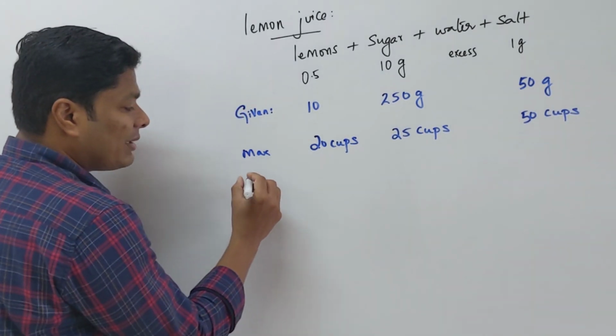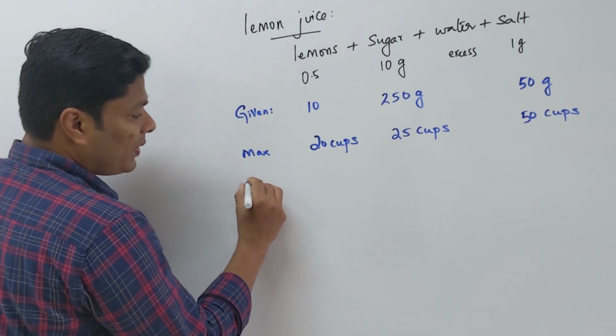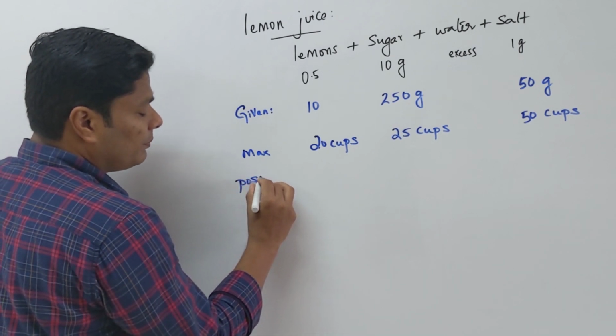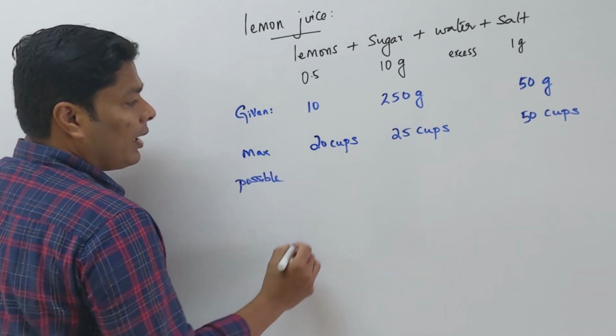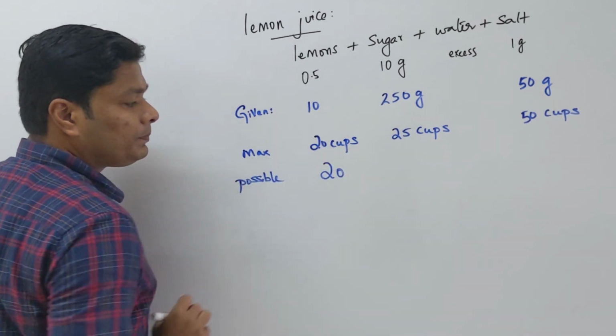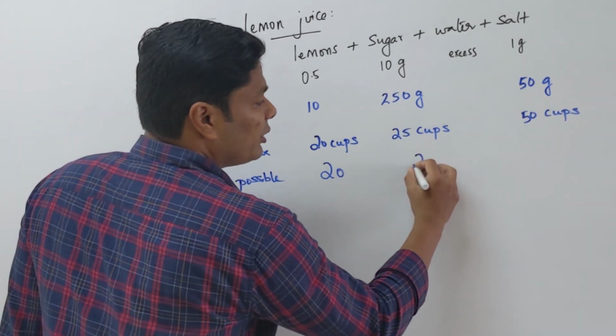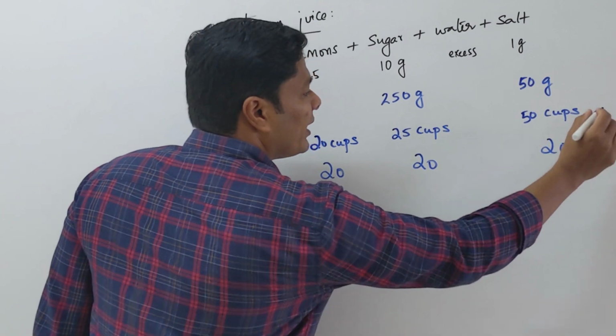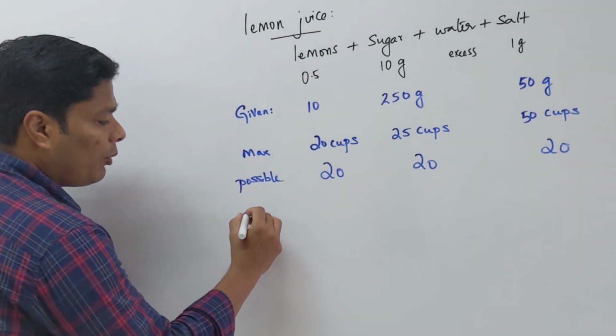So what is the maximum we can make? Okay, so what is possible? I can make 20 cups possible. How much is possible? 20 cups. So how much is used up?